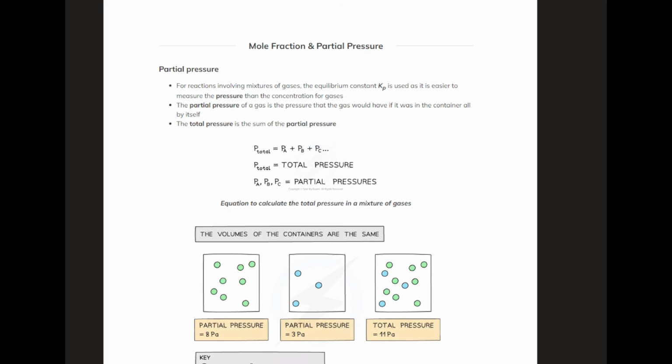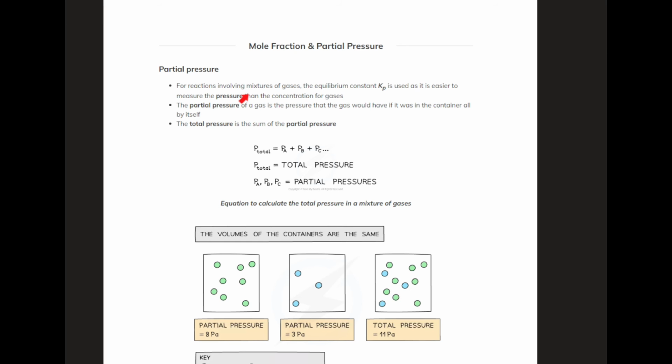Okay, now for reactions involving mixtures of gases, the equilibrium constant Kp is used. Kp is for pressure. Just now Kc is concentration, this is pressure. Kp is used as it is easier to measure the pressure than the concentrations for gases. So Kp is for gases. Kc is for gas or solution, not for solid.